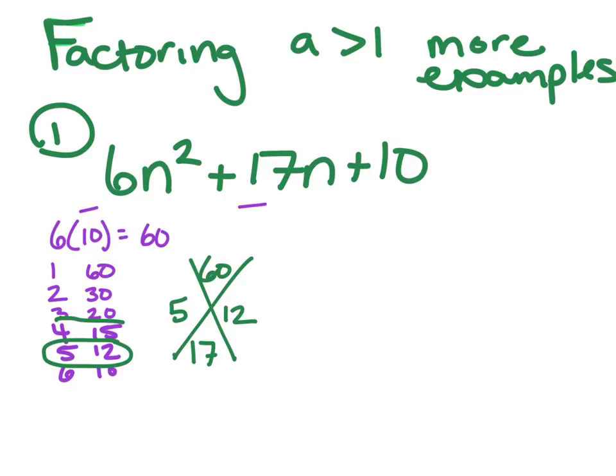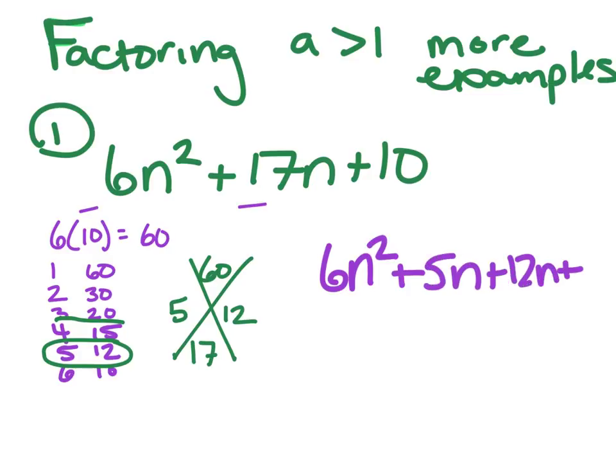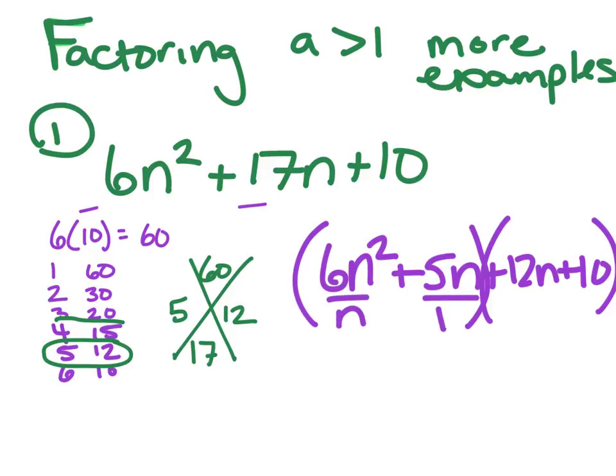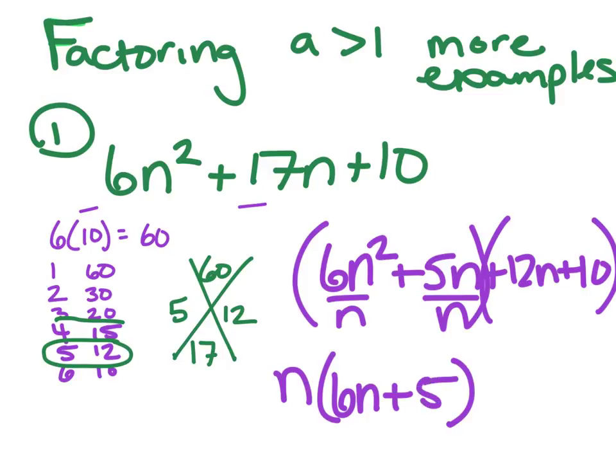So I'm going to rewrite my original problem. So we've got 6n squared, and we're going to split the 17n into 5n plus 12n plus 10. Then we're going to factor by grouping. So you take the first two and last two. The first two, you're going to look at and say, well, what do these two terms have in common? Well, the only thing they have in common is an n. So n gets written on the outside, and then we have to rewrite what's left on the inside, which is 6n plus 5.